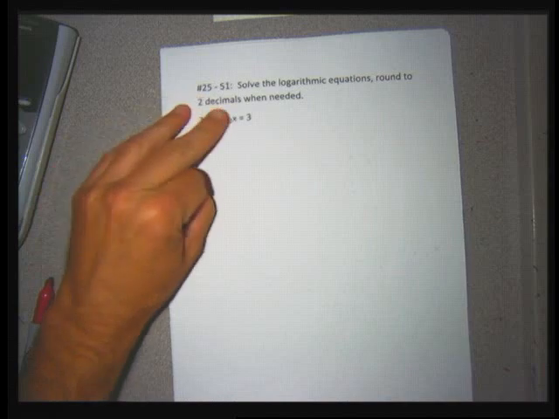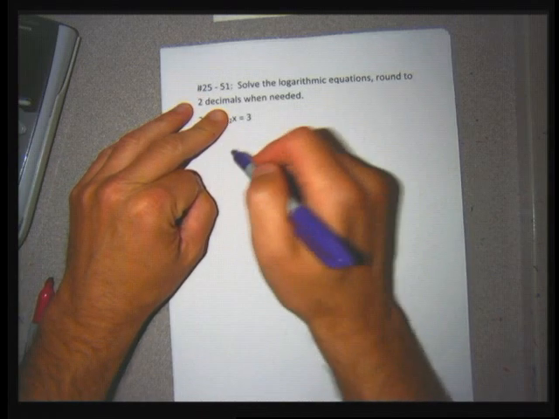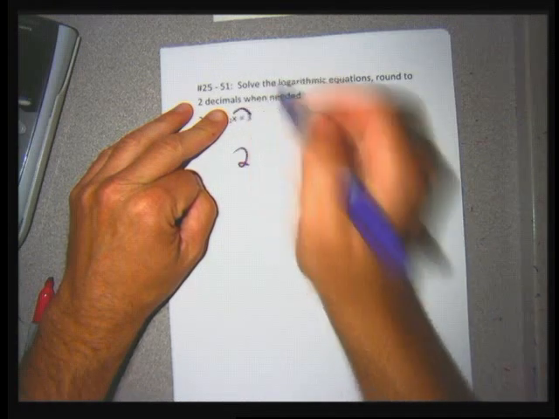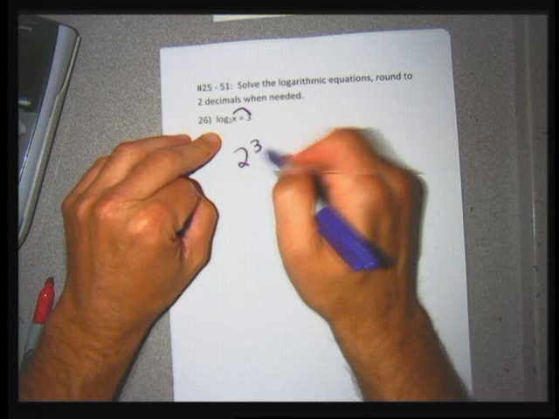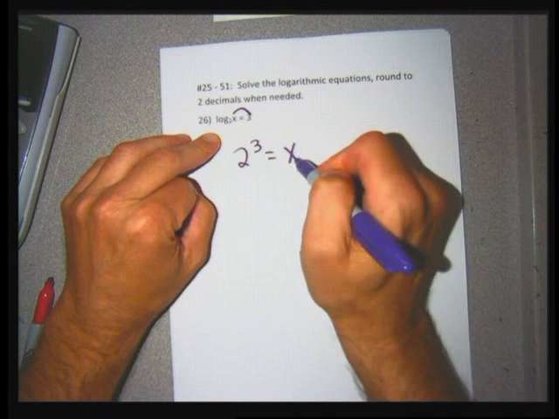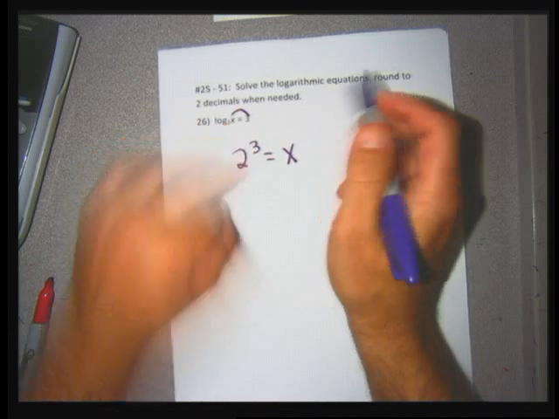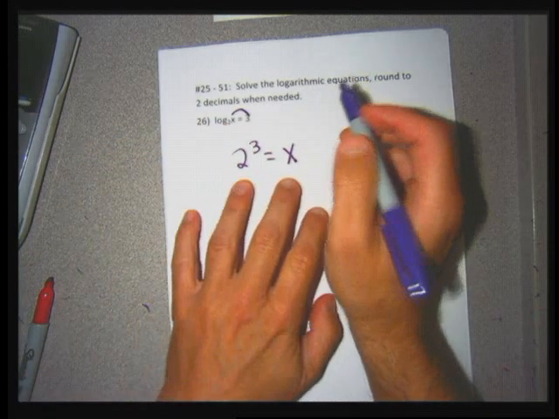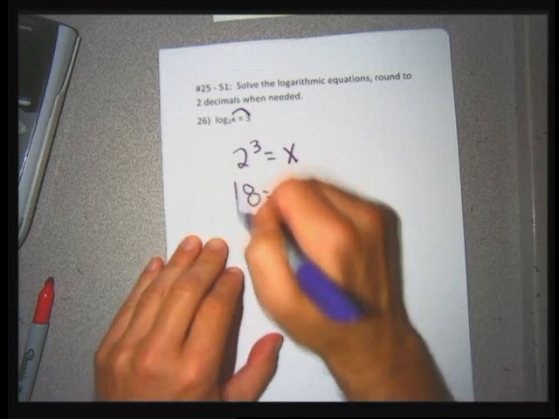For problem 26, I'm going to scratch out the logarithm. I'm going to leave the base too low, and I'm going to switch the 3 and the x. So I'm writing something equivalent to the original problem that doesn't have a logarithm, which we've done already. Got rid of the logarithm. The base was 2. It stays the base. I switch the 3 and the x. 2 cubed I don't need my calculator for. 2 cubed I believe is 8. I believe 8 is the answer.